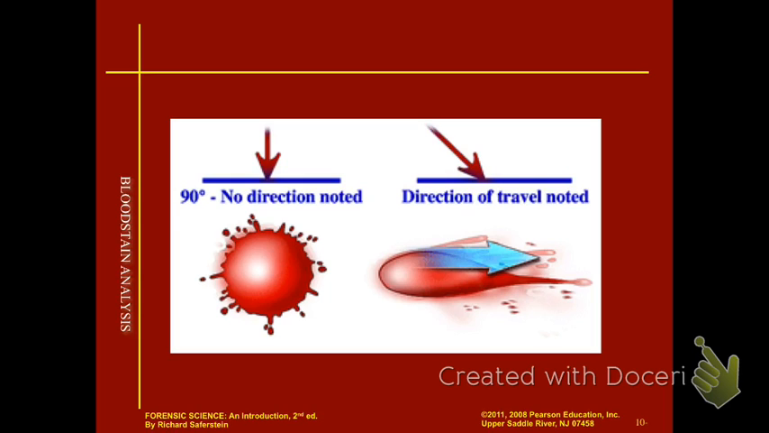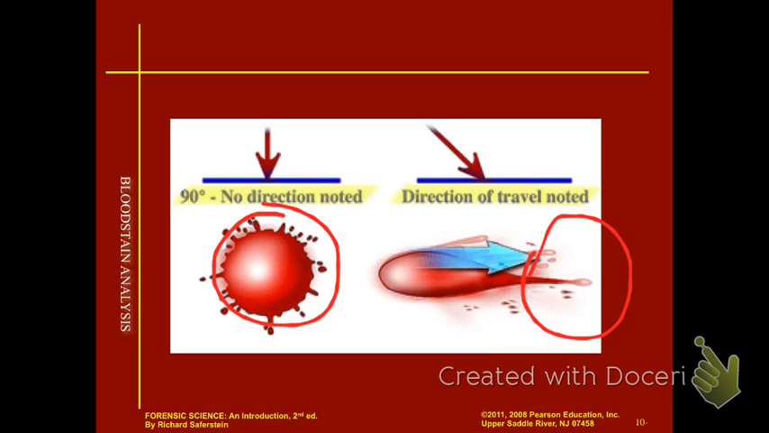If we have a blood droplet that drops at a 90-degree angle, it's going to be completely circular in nature. If the blood droplet hits at an angle, like we said before, the little tail, here's the tail of the blood droplet, points in the direction of the blood traveling.